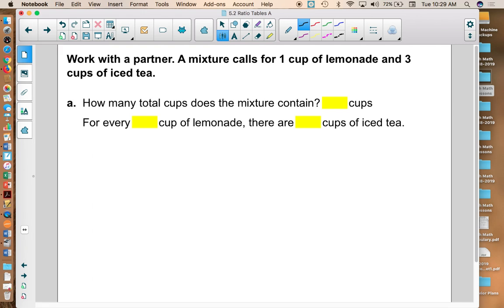All right, let's look at this one. Your partner is the whole class. A mixture calls for 1 cup of lemonade and 3 cups of iced tea. How many total cups does the mixture contain? How many total cups does this mixture contain, Cole? If I have 1 lemonade and 3 cups of iced tea, how many altogether do I have? 4 cups, good.